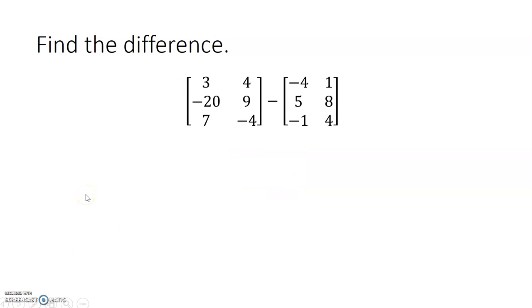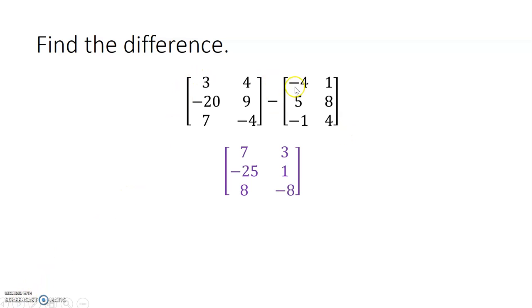And then this one, we're finding the difference. We have to subtract. Here I've got a 3 by 2 minus a 3 by 2. The big thing I have to be careful of with subtraction is that I am subtracting and I'm careful with my sign. So I'll have to do 3 minus a -4, 4 minus 1, -20 minus 5, 9 minus 8, 7 minus -1, and then -4 minus 4. So again, being careful with my signs.